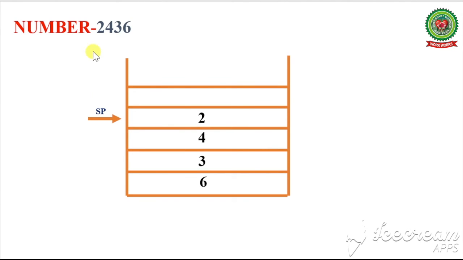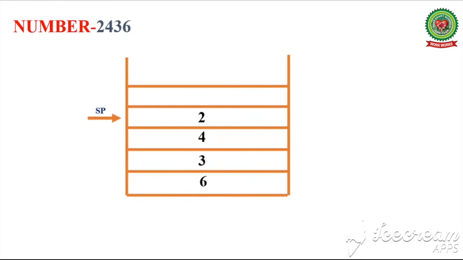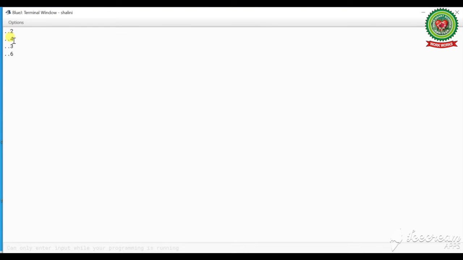Similarly, when the number 2436 is divided by 10 with the help of a recursive function, the remainder moves into the stack. Here, first 6 will move, then 3, then 4 and at the last 2. But when we pop out the elements, 2 will be the first element popped out. So the result will be first 2, then 4, then 3 and at the last 6. So, the output on the terminal window is 2, 4, 3, 6.